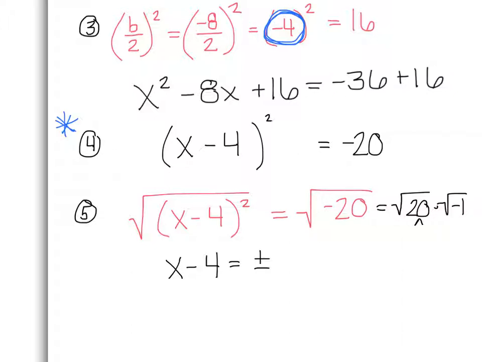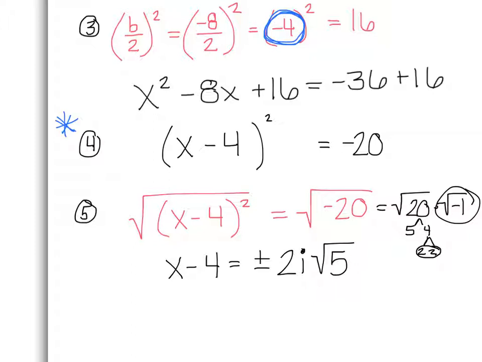20, if we break that down, what do you get? 5 and 4. Break the 4 down. 2 and 2. So what all comes out? 2. What about the square root of negative 1? What does that equal? i. Square root of 5.